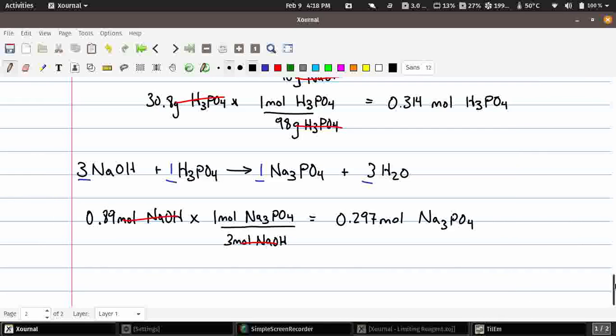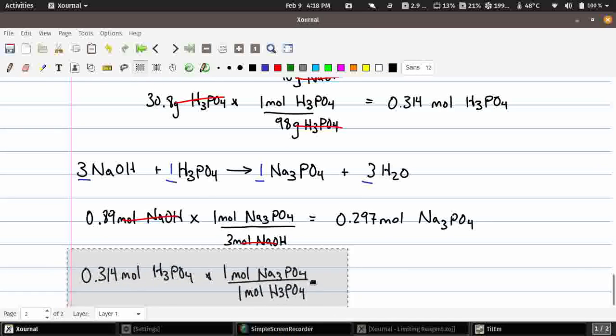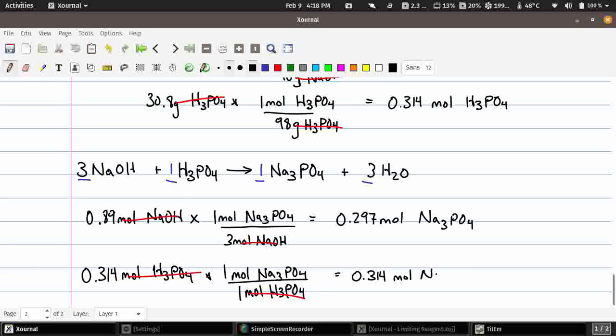So let's do the last part. Actually I'm going to have to go to a new page probably. But anyways, we have 0.314 mole of phosphoric acid times 1 mole sodium phosphate divided by 1 mole of phosphoric acid. Let me move this up a little bit so we can see what I'm doing. This cancels, and we're now left with 0.314 mole of sodium phosphate.